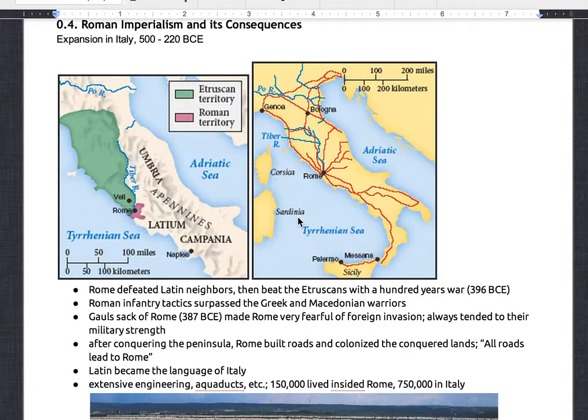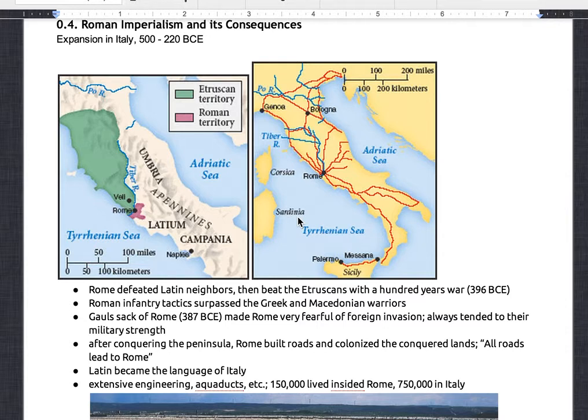So this screencast review is focusing on Roman imperialism during the days of the Roman Republic and the consequences of that imperialism. This is page 151 in your text, if you want to follow along. The most important thing to take away from this section is the extent to which Rome expanded its territory. It really is becoming an empire, even if the form of government is still a republic.